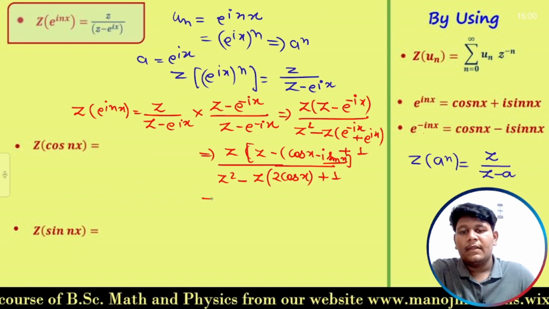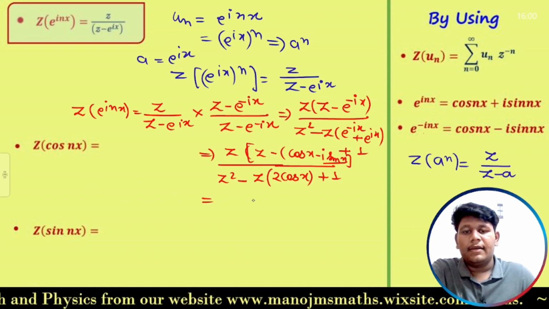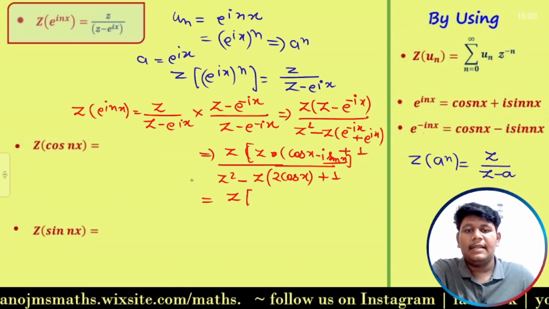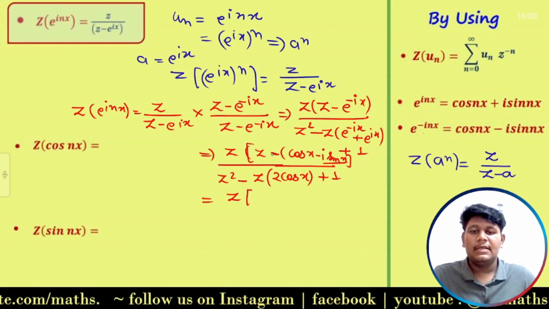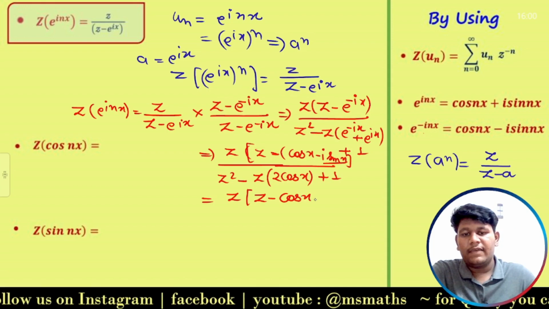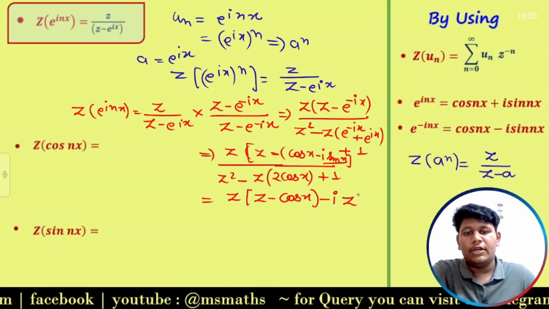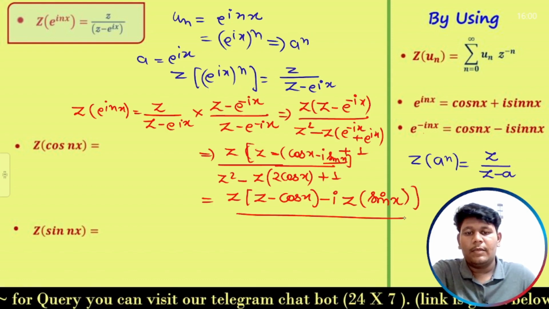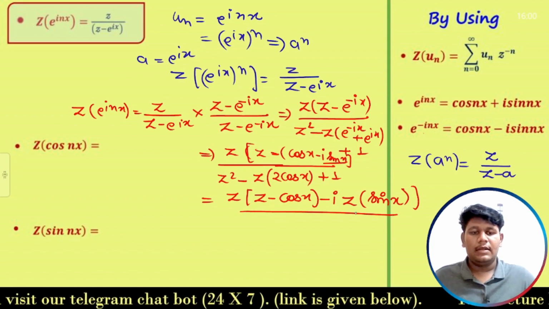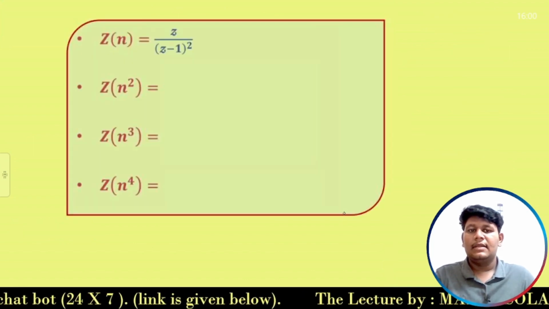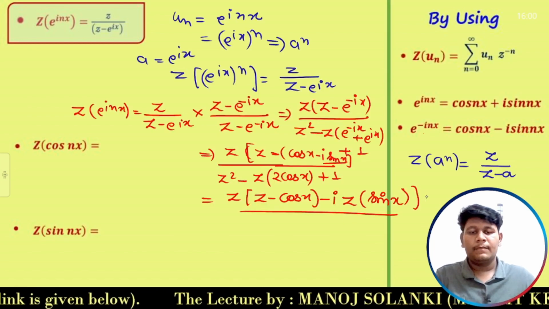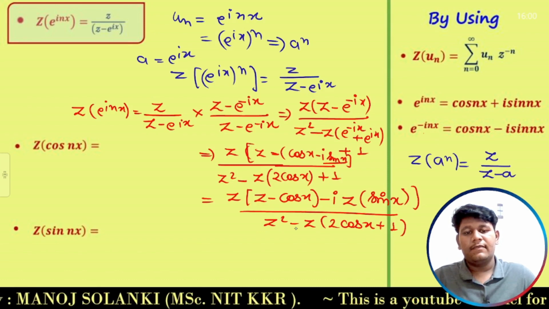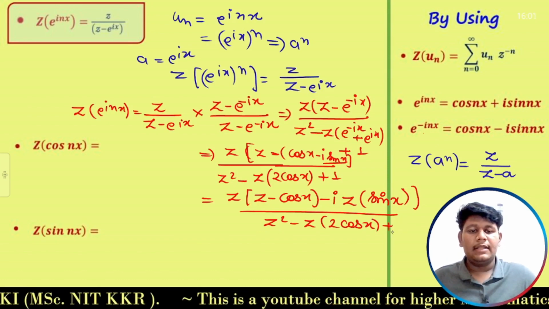So basically the imaginary part I can separate, and on multiplying we get z minus cos of x and minus iota into z sin of x upon z square minus z into 2 cos of x plus 1.